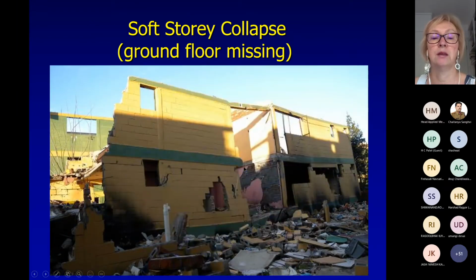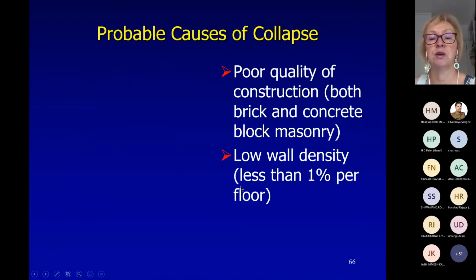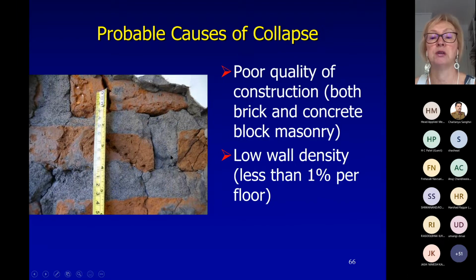So that is the collapsed building. You can see no ground floor. And then, of course, due to the collapse, the upper floors were also damaged. But this was with concrete blocks. And I showed you some photographs of concrete blocks. So in this building, there was poor quality of construction, both brick and concrete. There was a mix of brick and concrete block masonry. You can see thick joints. Brick quality was very very low.